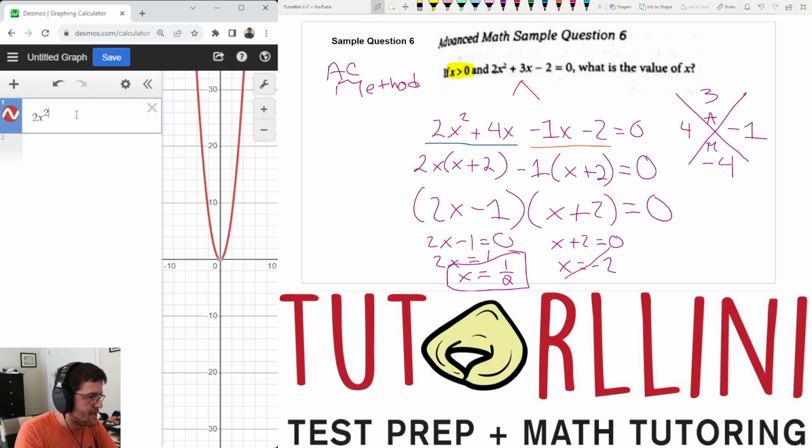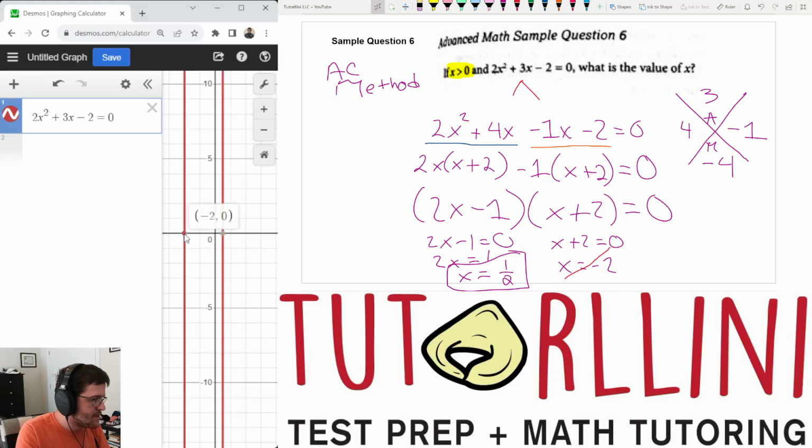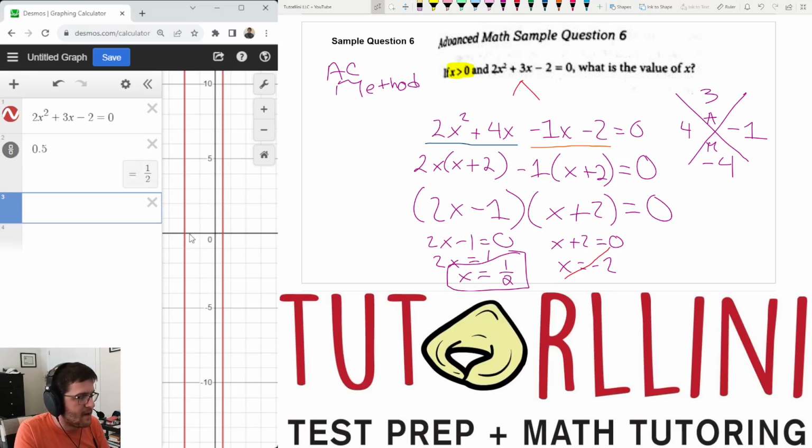Any equation we can just type in. So let's do that. 3x minus 2 equals 0. All right. Let's see. My solutions are negative 2 and 0.5, which is just the same as 1/2. And we just chuck out negative 2 because the question wants the positive one.